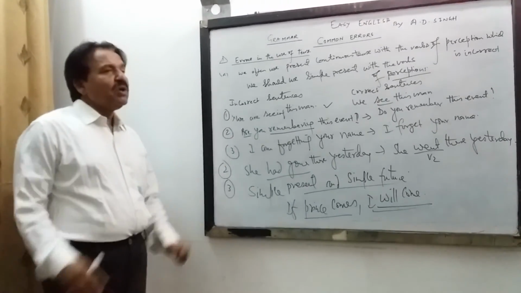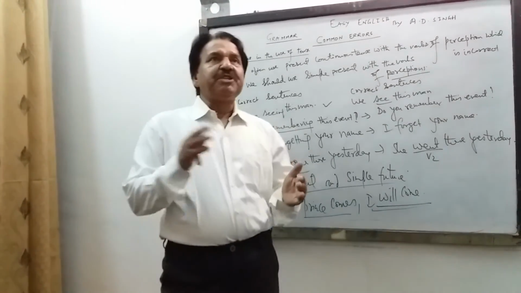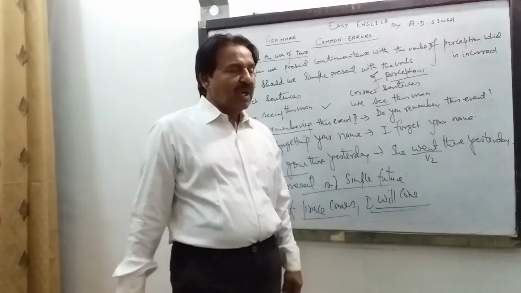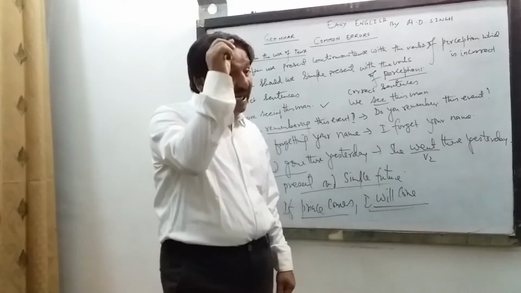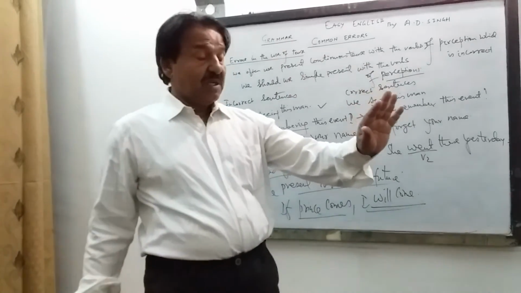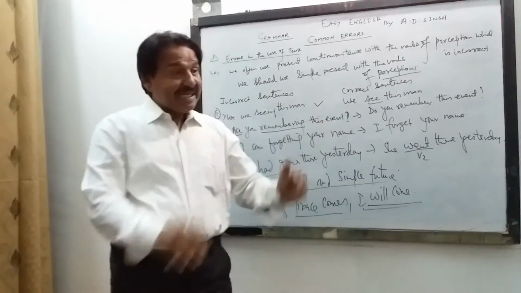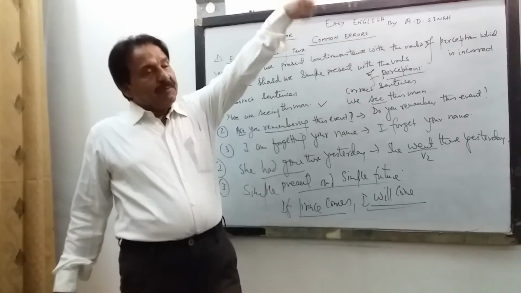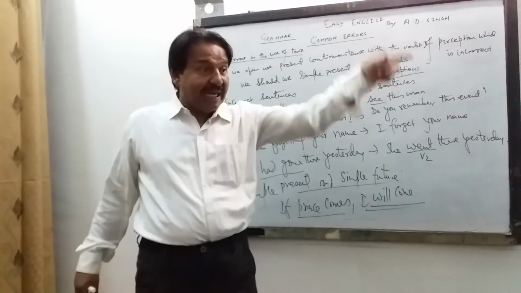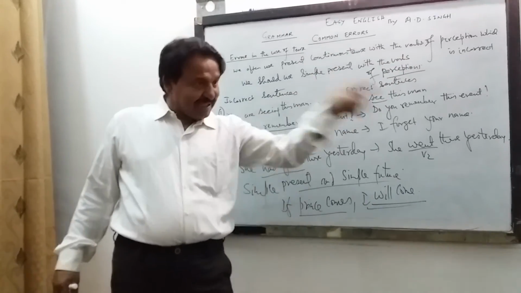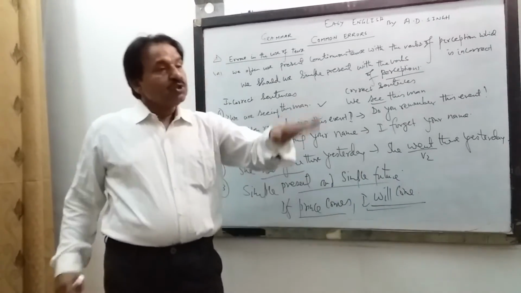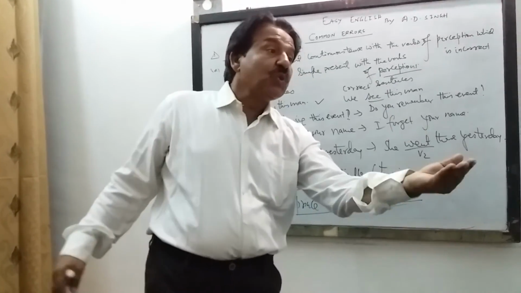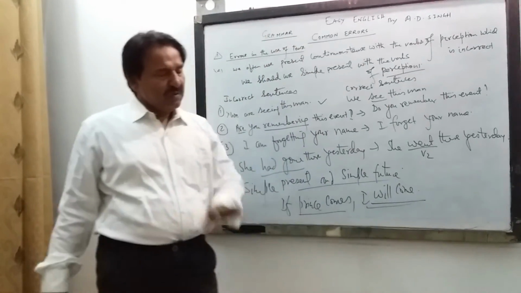And then another one where we always commit a mistake. When two actions take place in the past, one after the other, the one which had taken place first will be in past perfect. Like, the train had left before I reached the station. The patient had died before the doctor came. So the action which had taken place first will be in past perfect, and the action which took place later will be in simple past.